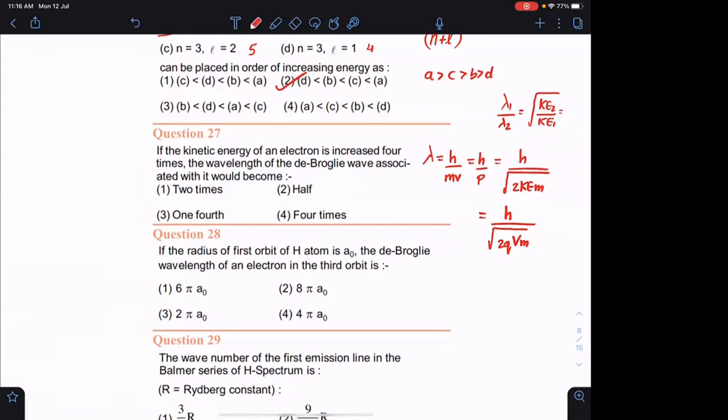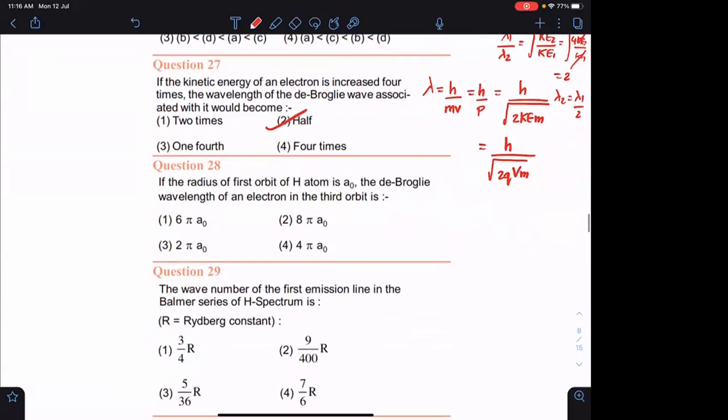Any doubt anyone? So अभी ये 4 times हुआ है. 4 Ke1 upon Ke1. Ke1 cancel होगा. Root 4 is nothing but 2. So lambda 2 क्या हो गया? Lambda 2 is lambda 1 upon 2. So it has become half. If kinetic energy is increased 4 times, the de Broglie wavelength became half.